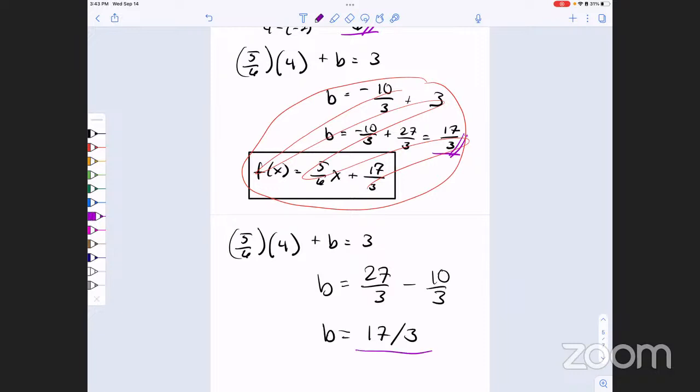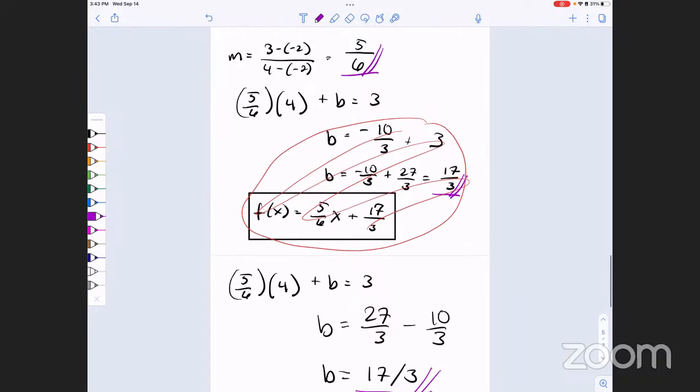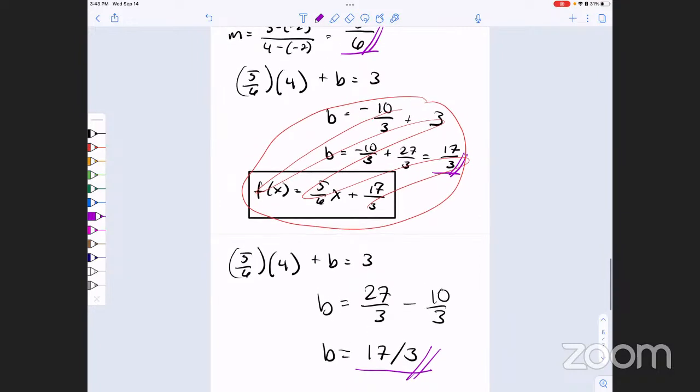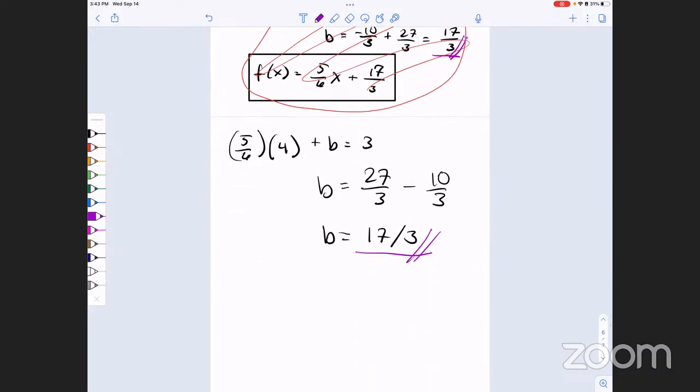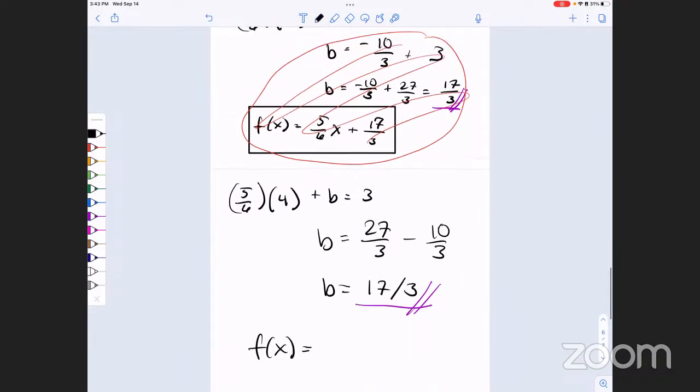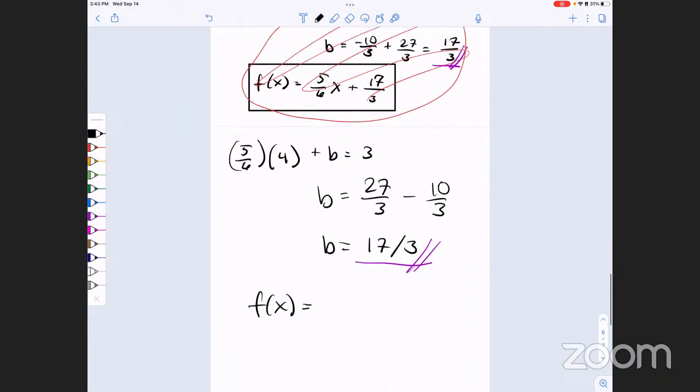So we got this for our y-intercept. So then we get what? F of x 5 over 6.